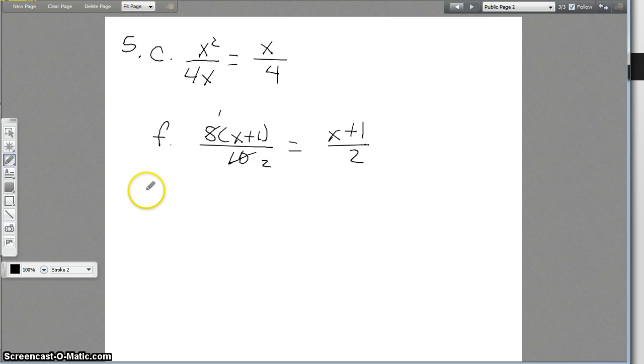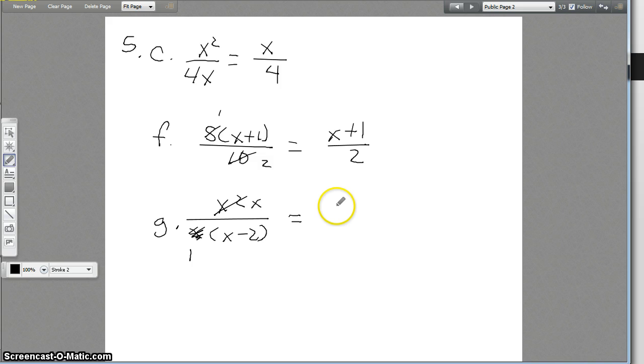Okay, let's jump down to part G. Part G is x squared over x times (x minus 2). Our greatest common factor here is x. So x squared divided by x is just an x. x divided by x is a 1. So when we write this in simplest terms, we get x over (x minus 2).